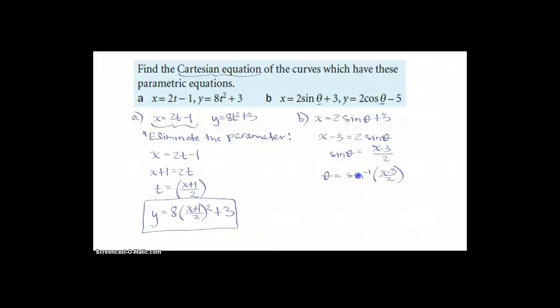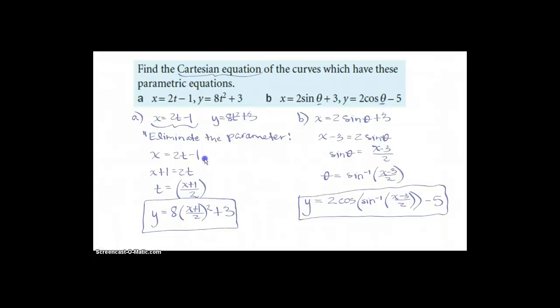Now I have put this parametric equation, instead of x in terms of theta, I have theta in terms of x. So same process as over here. I'm going to go pick up the y equation, and everywhere that there is a theta, I'm going to write this instead. If theta equals this, then everywhere I see theta, I should be able to write that expression. So this is 2 times the cosine of the sine inverse of (x minus 3) over 2, minus 5. So there are the Cartesian equations for the parametric equations that were given.